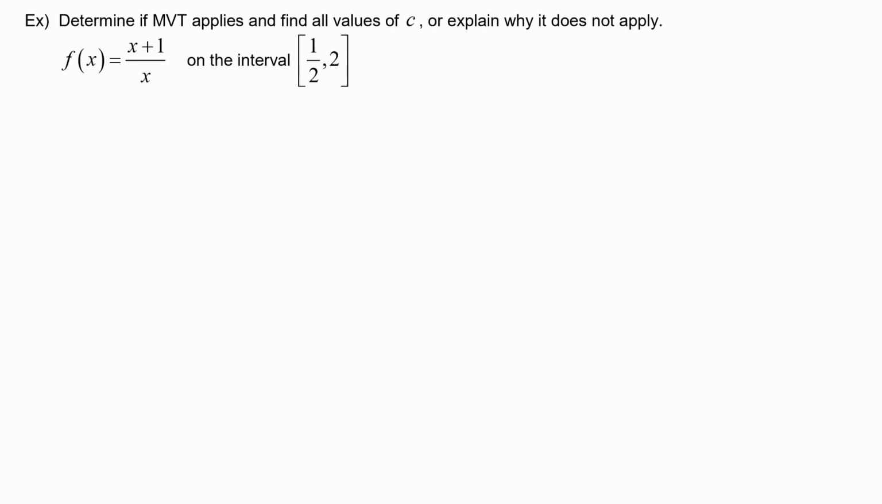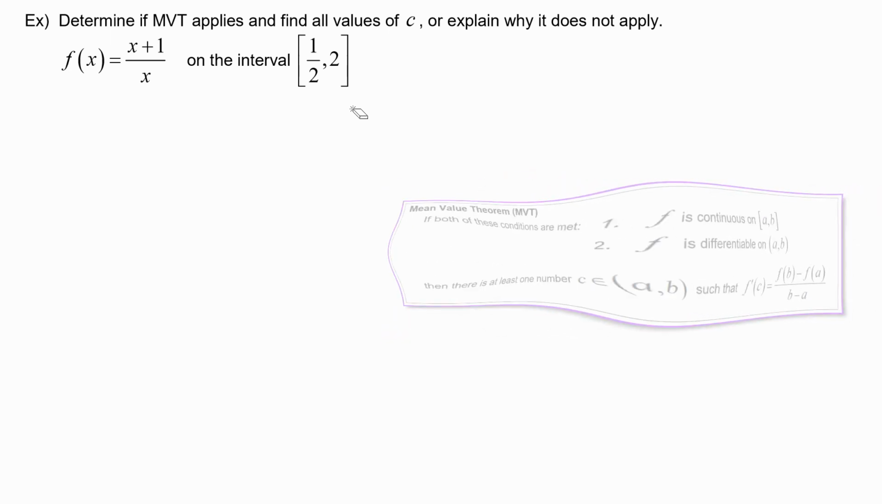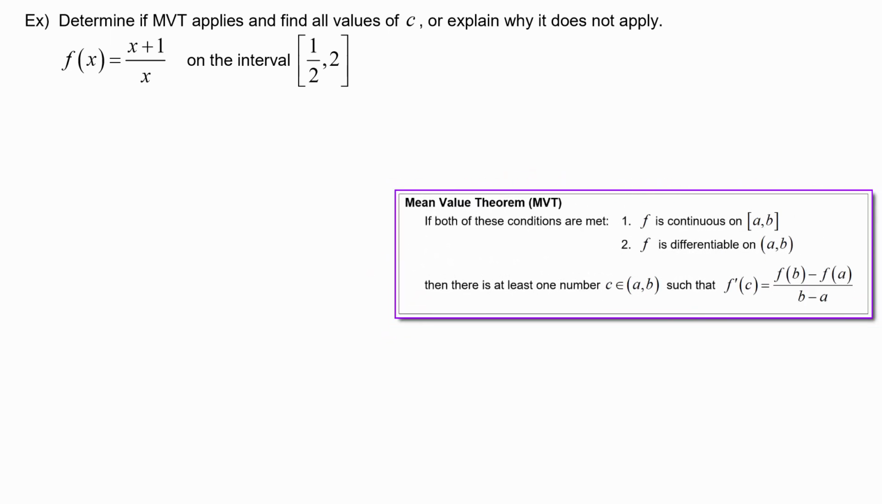In this example, determine if the mean value theorem applies and find all values of c, or explain why it does not apply. f of x is equal to the quantity x plus 1 over x on the interval 1/2 to 2. Before we can apply the mean value theorem, we have to show that it satisfies the two conditions of the hypothesis. First, we have to show that f is continuous on the closed interval from 1/2 to 2.